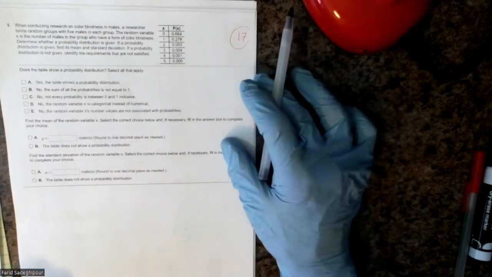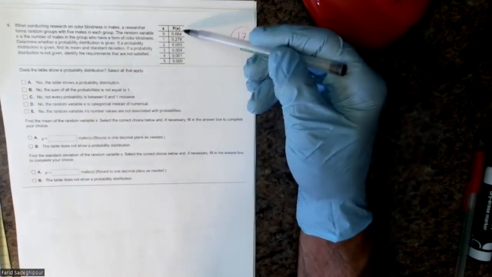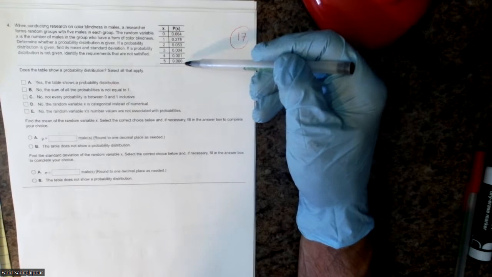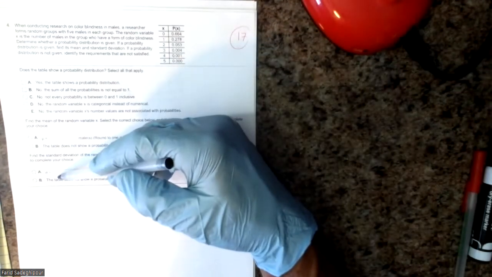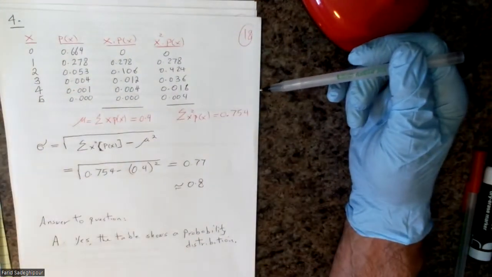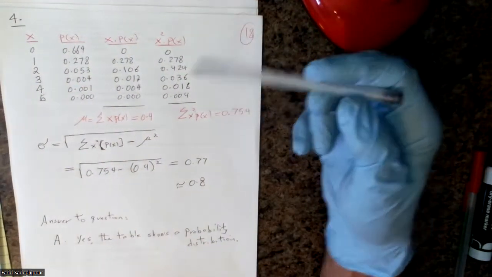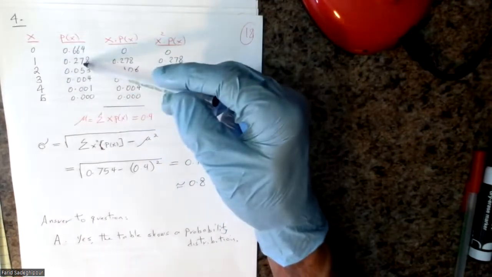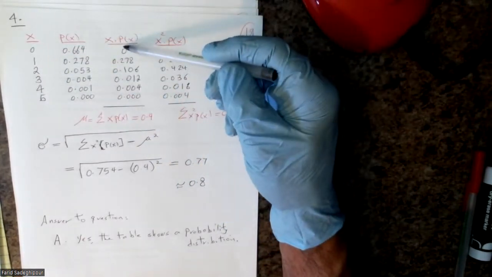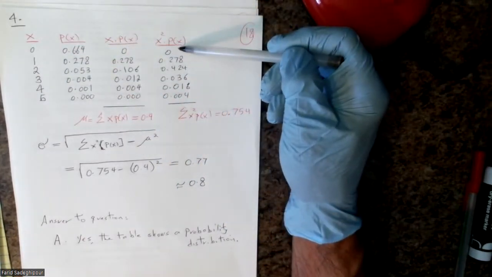Now, in these problems, the probability distribution is given. They want us to calculate the mean and standard deviation. So these two columns are given in the problems. So you have to create x P of x and x squared P of x.